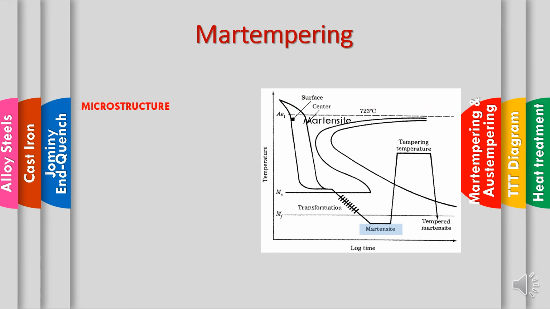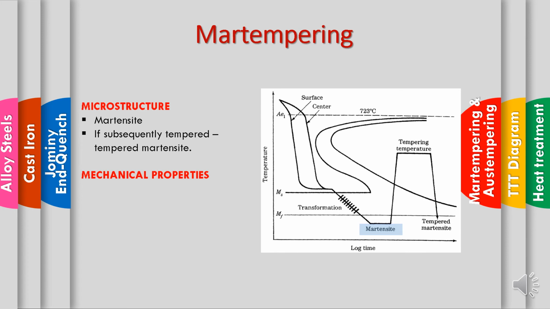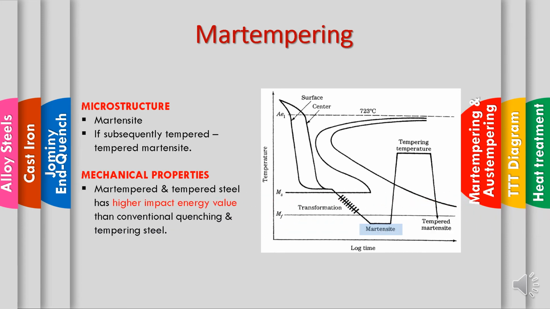Okay, for the microstructure, martensite, if subsequently tempered, will produce a tempered martensite here. For the mechanical properties of this process, basically, tempered steel has a higher impact energy value than conventional quenching and tempering steel.